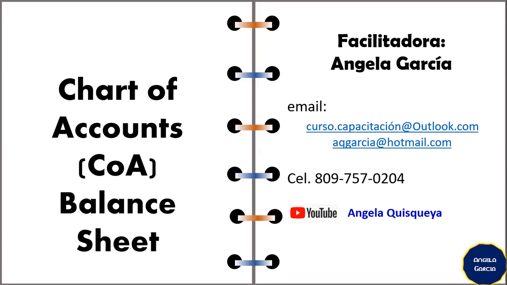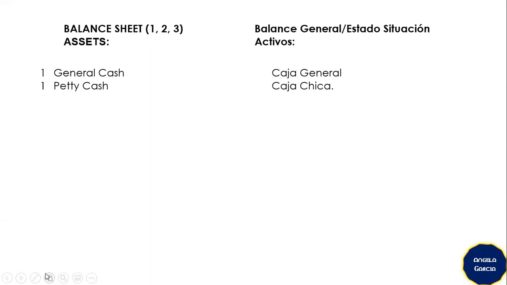So we're gonna see first the chart of accounts, COA, the balance sheet first. So we're gonna be seeing those accounts that we need in order to prepare a balance sheet. Let's see the balance sheet.